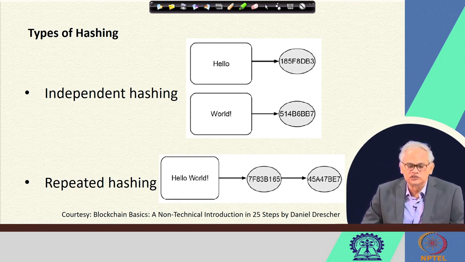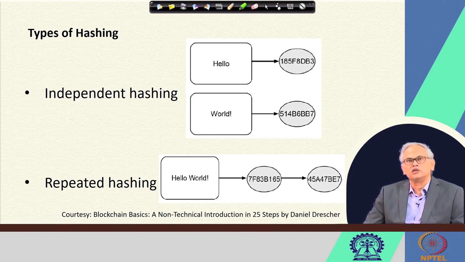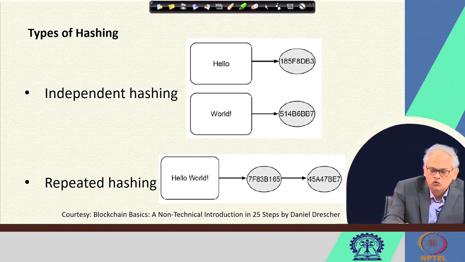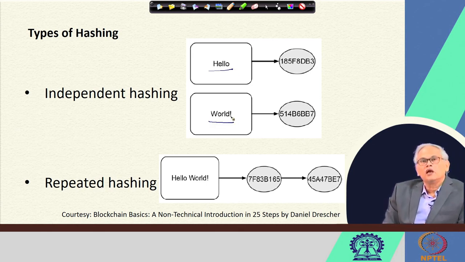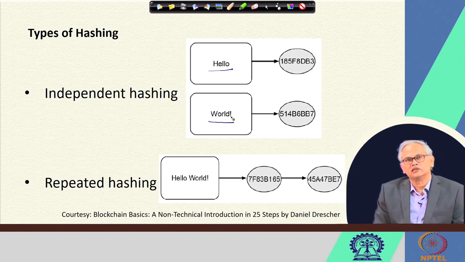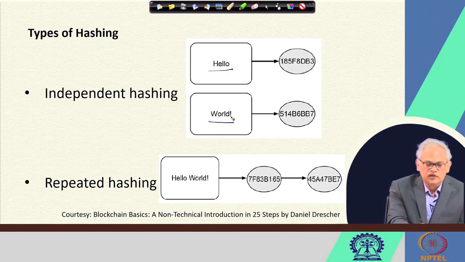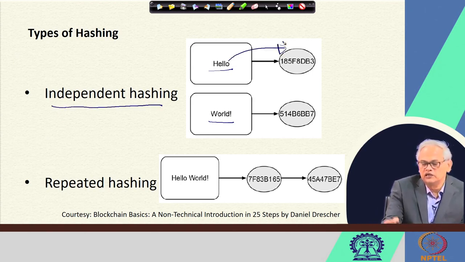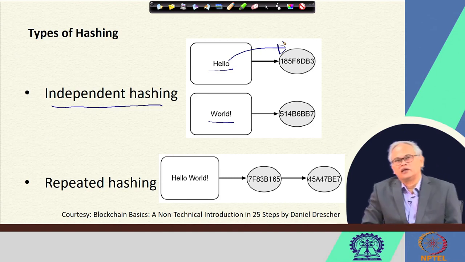Say we have these 2 pieces of text, one is hello and the other is world with the exclamation mark. So, we have one of them as hello and the other is world with exclamation mark. And then we want to hash these 2 pieces of data. In independent hashing, from hello we do the hashing and we get the hash.